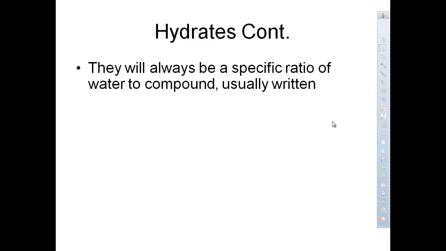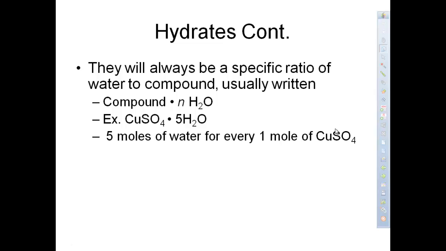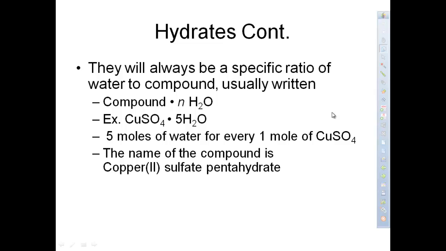There will always be a specific ratio of water to compound, and it's usually going to be written like this: compound dot NH2O. So you're always going to have one of the compound dot, and then that N is just going to represent a whole number of water molecules that are attached to it. The other one that I used the other day in class, I used CuSO4.5H2O. What we're saying there is, for every one CuSO4, we have 5 water molecules that are going to be attached to it. So 5 moles of water for every 1 mole of that compound. The name of this compound is going to be copper 2 sulfate pentahydrate.